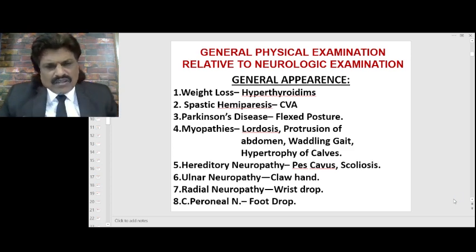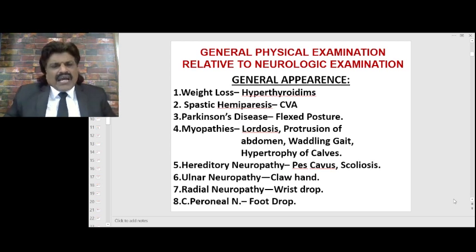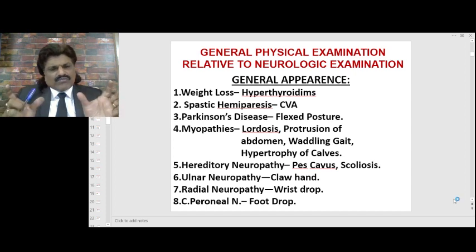If a person has got a flexed posture and no arm swing, short shuffling gait, expressionless face, we think of Parkinson's disease. Myopathies. If muscles are weak, persons will have lordosis, protrusion of the abdomen. Because of the gluteus medius weakness, they cannot fix the pelvis when they walk, so there is a waddling gait, and there is hypertrophy of the calves like Duchenne's muscular dystrophy.